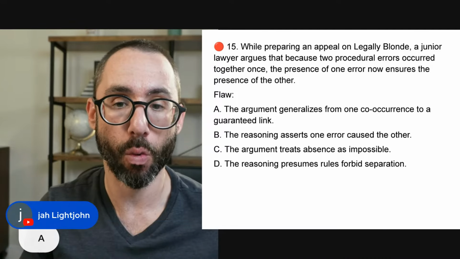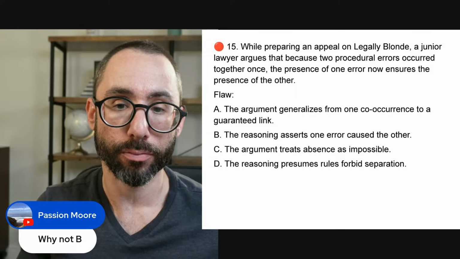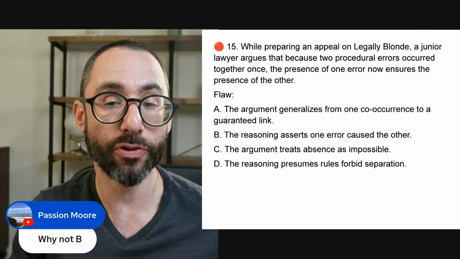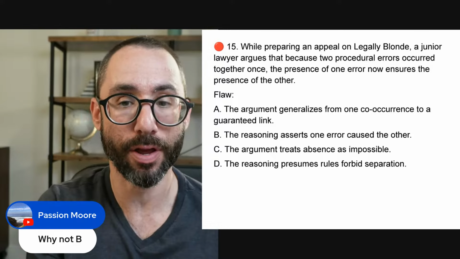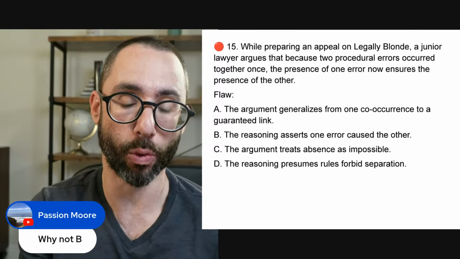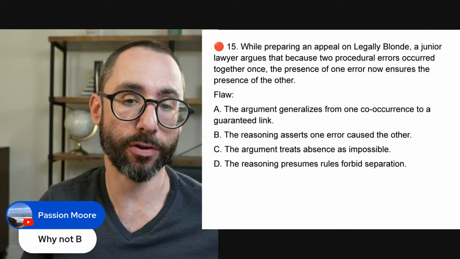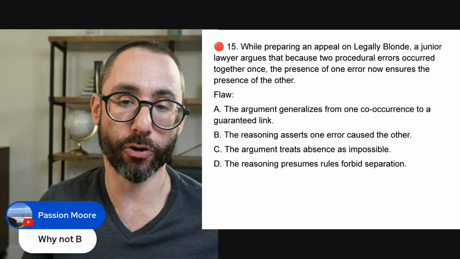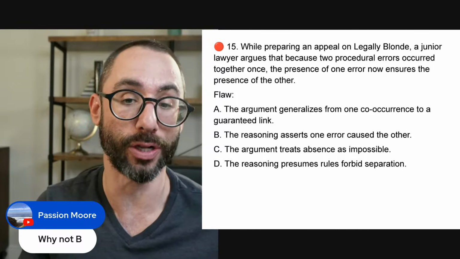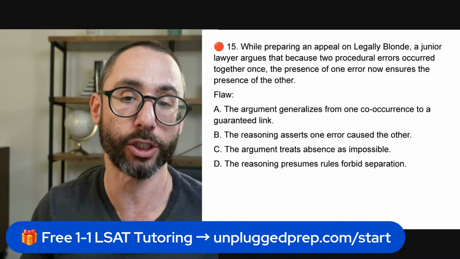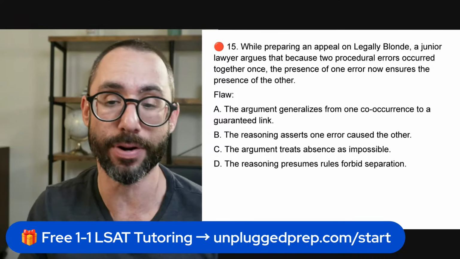Passion asks, why not B? The reasoning asserts one error caused the other. So they're saying that because two errors occurred together once, the presence of one now ensures the presence of the other. So what B is doing is just saying the reasoning asserts a causal relationship, but it's missing the correlational element there. It's not covering the association, and that's truly the issue here. So B is addressing part of it, but not all of it.